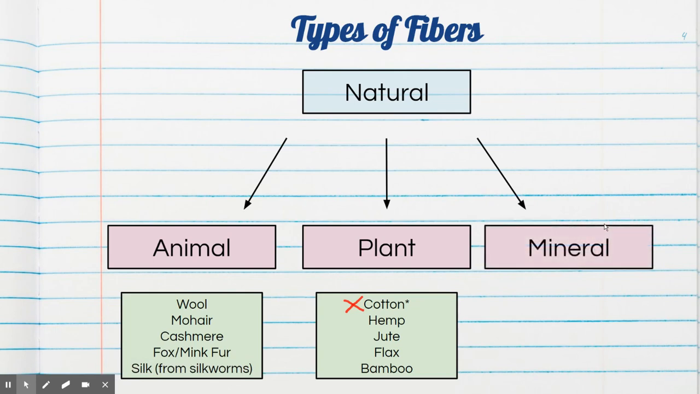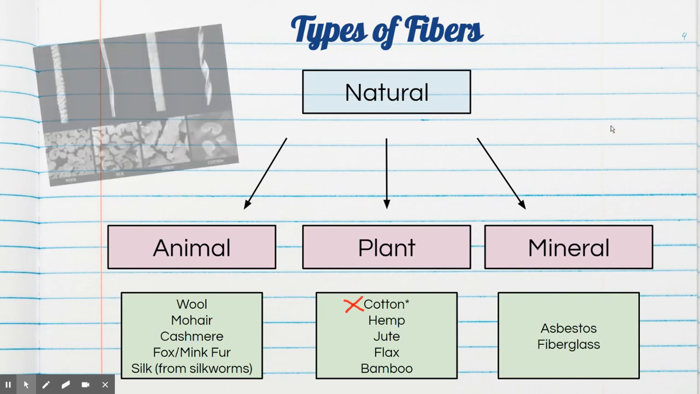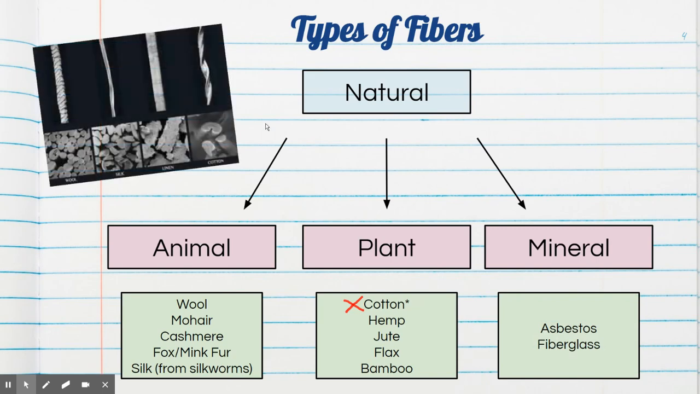Then you have mineral, usually produced from something in the ground. Asbestos or fiberglass are natural types of fibers, and this is what they look like under the microscope. So you have what they look like under the microscope, and also you have a cross section of it.